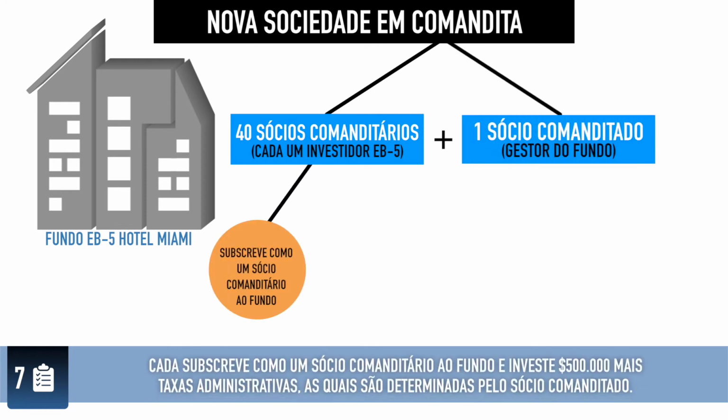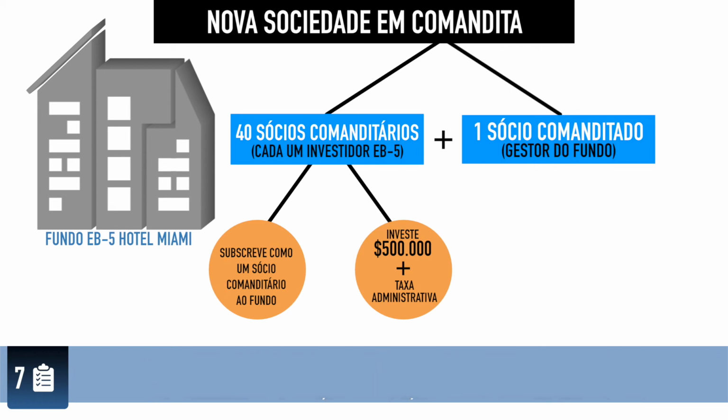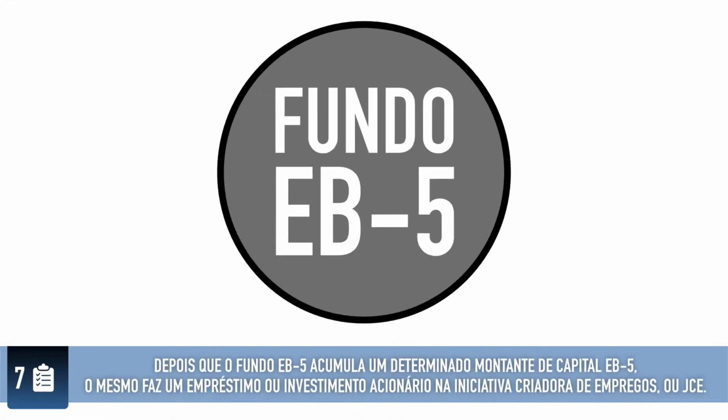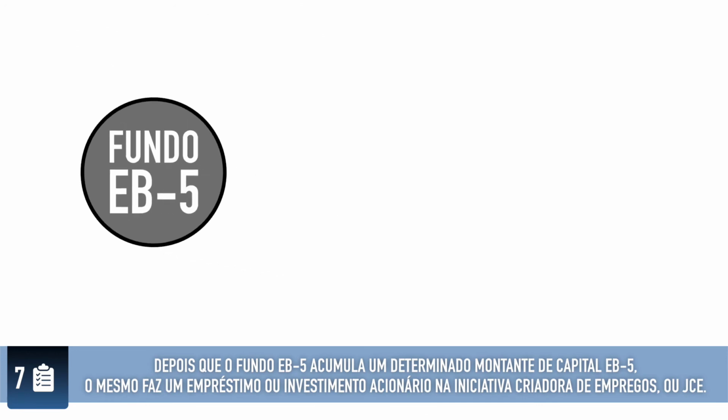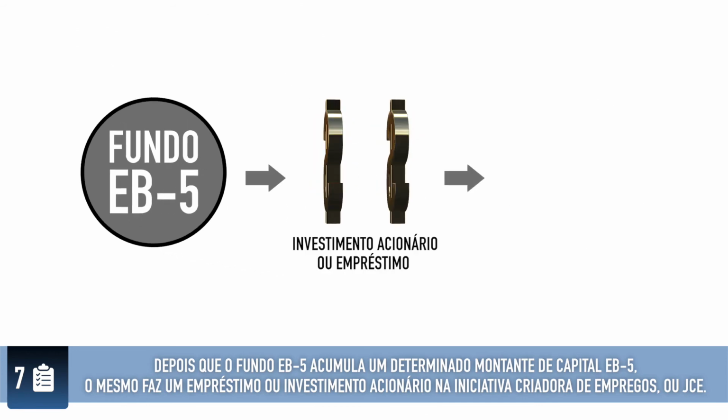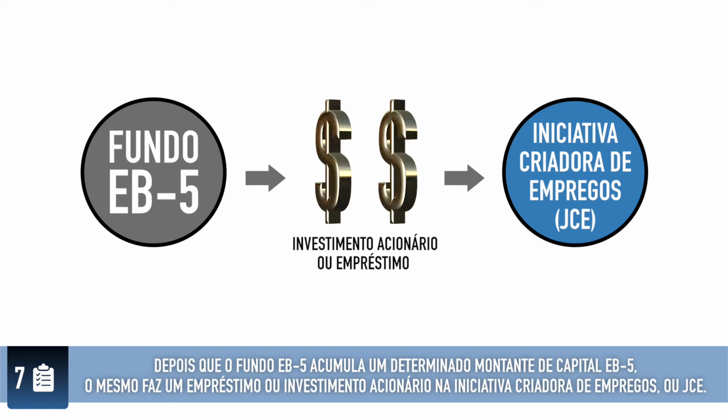Each EB5 investor subscribes as a limited partner to the fund and invests $500,000 plus any administrative fee, which is determined by the general partner. Then once the EB5 fund accumulates a certain amount of EB5 capital, it makes a loan or equity investment into the Job Creating Enterprise, or JCE.